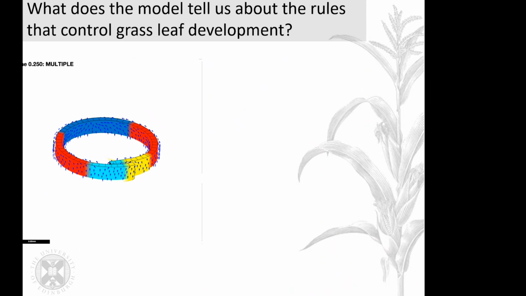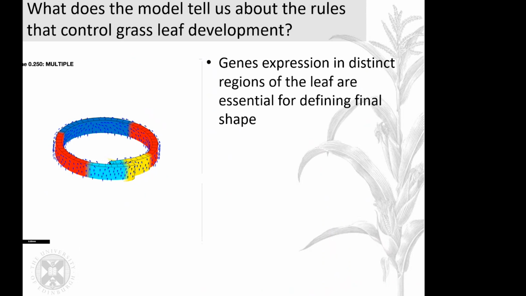So we have a model. What does it actually tell us about how grass leaves grow? Well, it tells us that gene expression in distinct regions of the leaf is essential for defining the final leaf shape, and that these are specified right at the earliest stages of leaf initiation. It's not that the leaf initiates and grows and then new things come in slowly. It has to happen during these first stages when it's less than 3 millimeters in length.